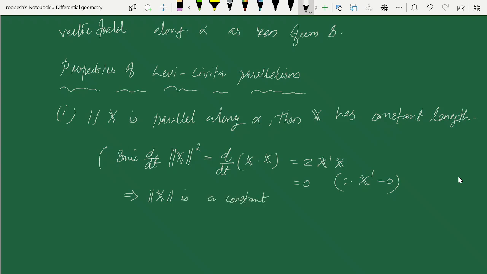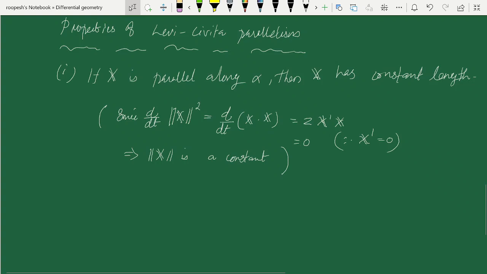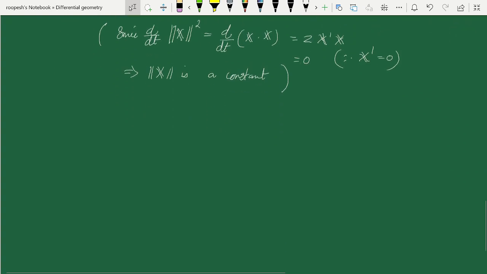That means it's of constant length. So the proof is a very simple one. The first property is: if X is parallel along alpha, then X has a constant length.